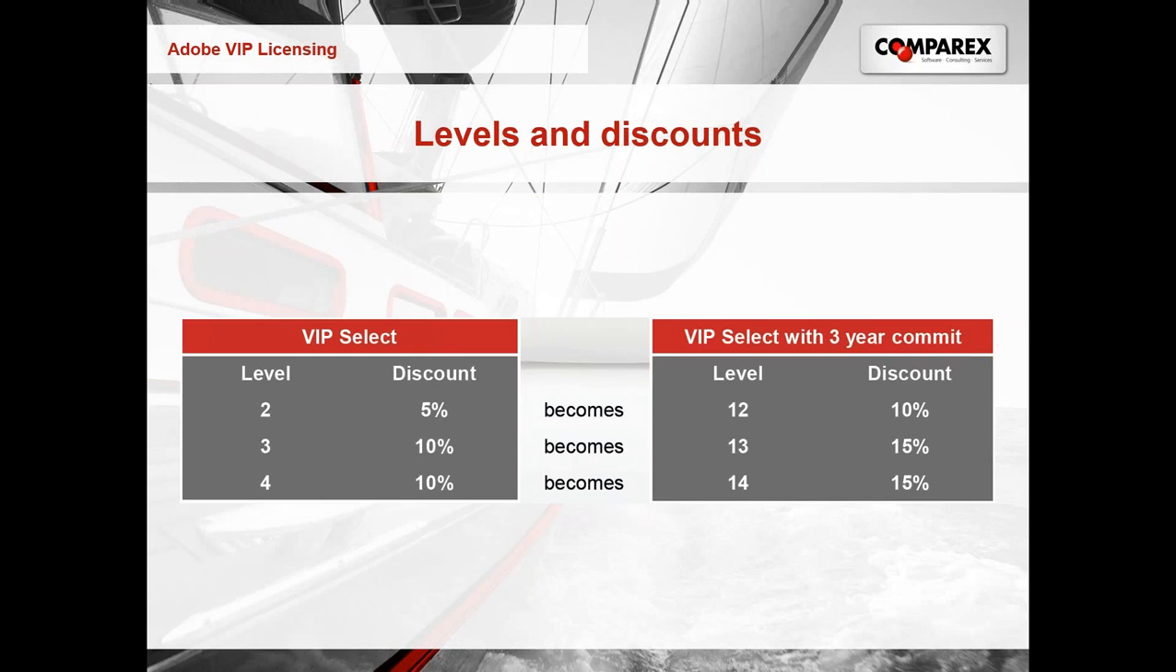Here you can see the discount on the different levels on VIP Select. The 1-year subscription is in the left box, and the VIP Select with 3-year commitment is in the box to the right. The discount calculation is based on the VIP Level 1 price. In the left box, you can see there is a 5% discount from Level 1 to Level 2, and a 10% discount from Level 1 to Level 3, and so on.